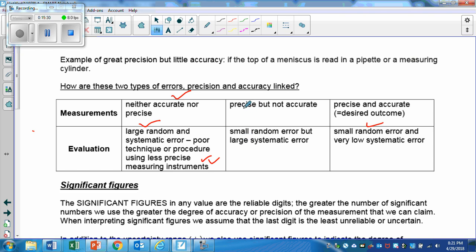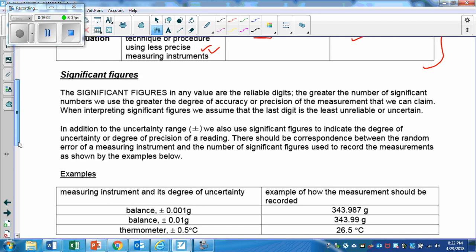If your data is precise but it is not accurate, that means that you have small random errors but large systematic errors. So accuracy is directly linked with systematic error. If your data is both precise and accurate, then you have small random error and very low systematic error. So this is also very important from your exam perspective. They can give you a scenario. They can say, okay, this is the data, which error do you think it is? Or if this is the data, who is responsible? Is it random error or the systematic error?